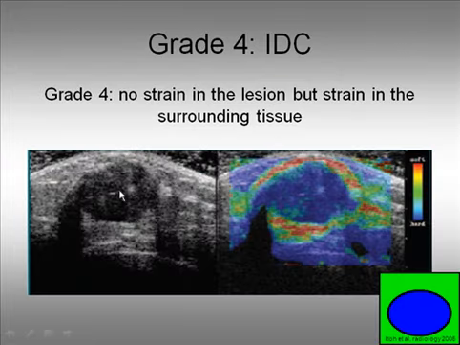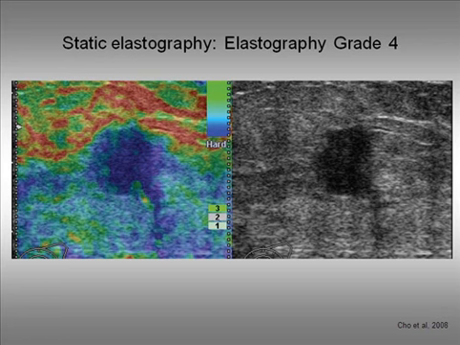Here's another mass. This is grade 4. So the entire lesion is blue, but the breast tissue surrounding it is still soft. It's green. And these are always graded suspicious. And again, grade 4, suspicious lesion, also a malignancy. The lesion is blue, the surrounding tissue is still soft.